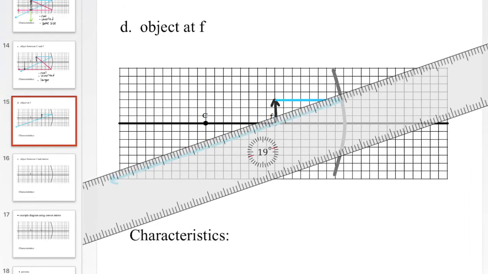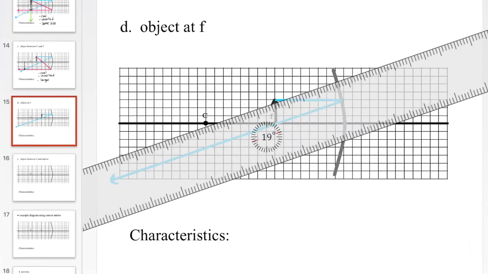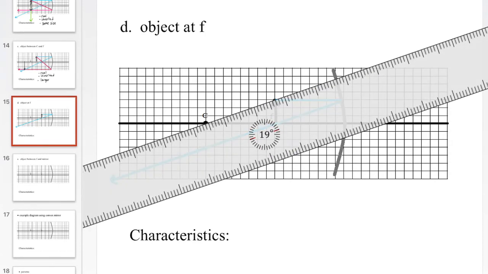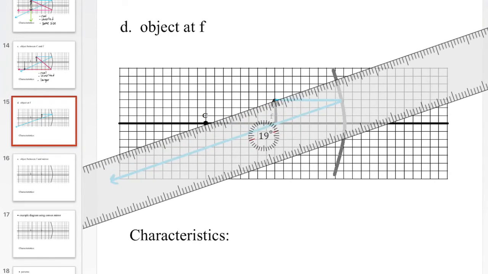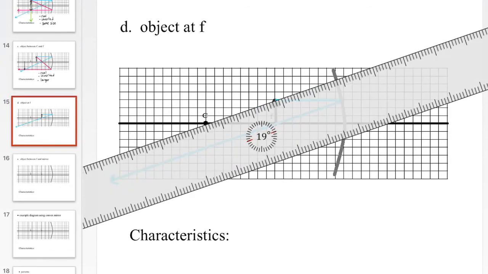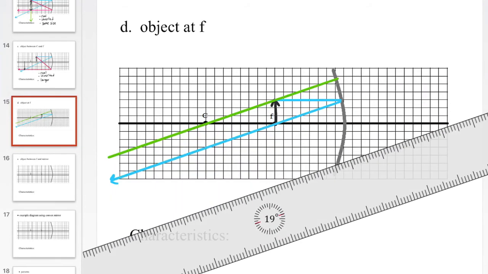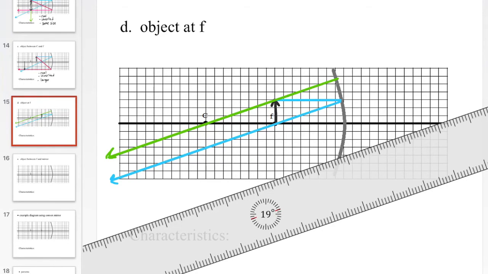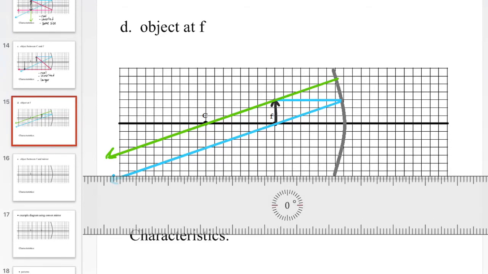We have the one that goes through the top of the object in the center of curvature. Ooh, look at that. So it goes to the mirror, bounces back off, and goes back that way. Okay, I'm not even going to draw the third ray because look at that. What just happened?